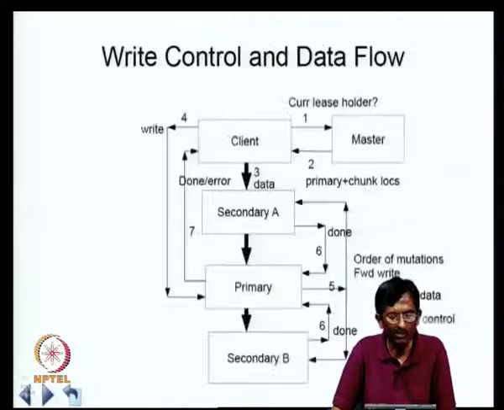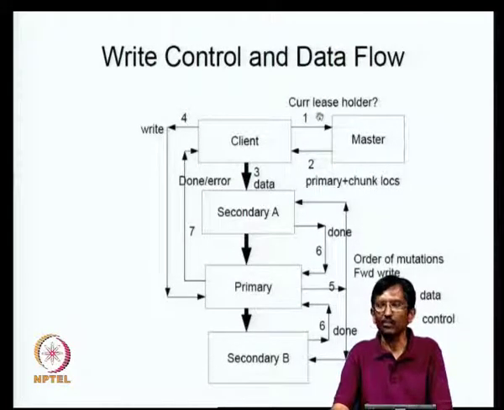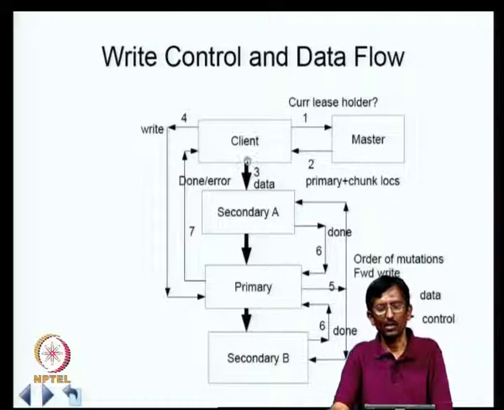As I mentioned earlier, for each chunk there could be a current leaseholder, and if you want to do a write operation, you want to check who is the party who has got the lease. Once you get the leaseholder, that is the primary, the other replica locations will have the chunk replicas. And that is how the client gets going.